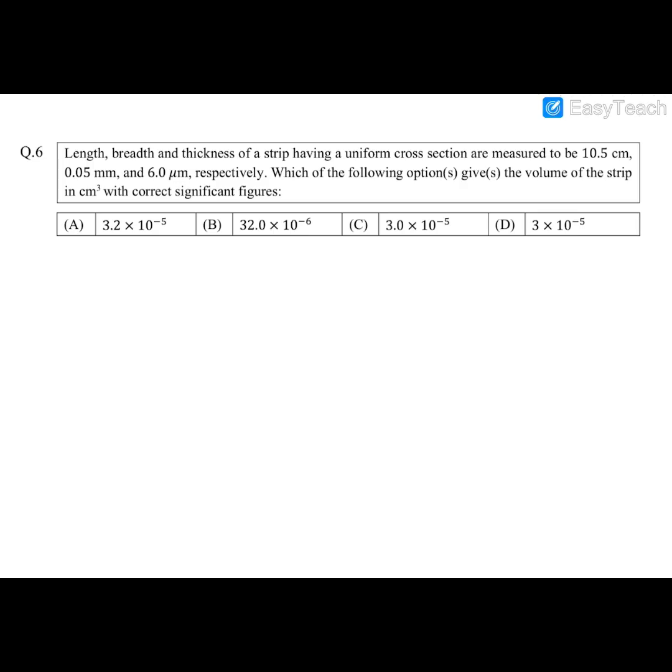So we know that the volume of the strip will be length into breadth into thickness. So volume will be length, which is 10.5 into, now we have to find the answer in centimeter cube only, so we can leave this in centimeters, into 0.05 mm. Now 1 mm is 10 to the power minus 1 centimeter, so this is 10 to the power minus 1, and 6 micrometers, so 6 into 10 to the power minus 6.